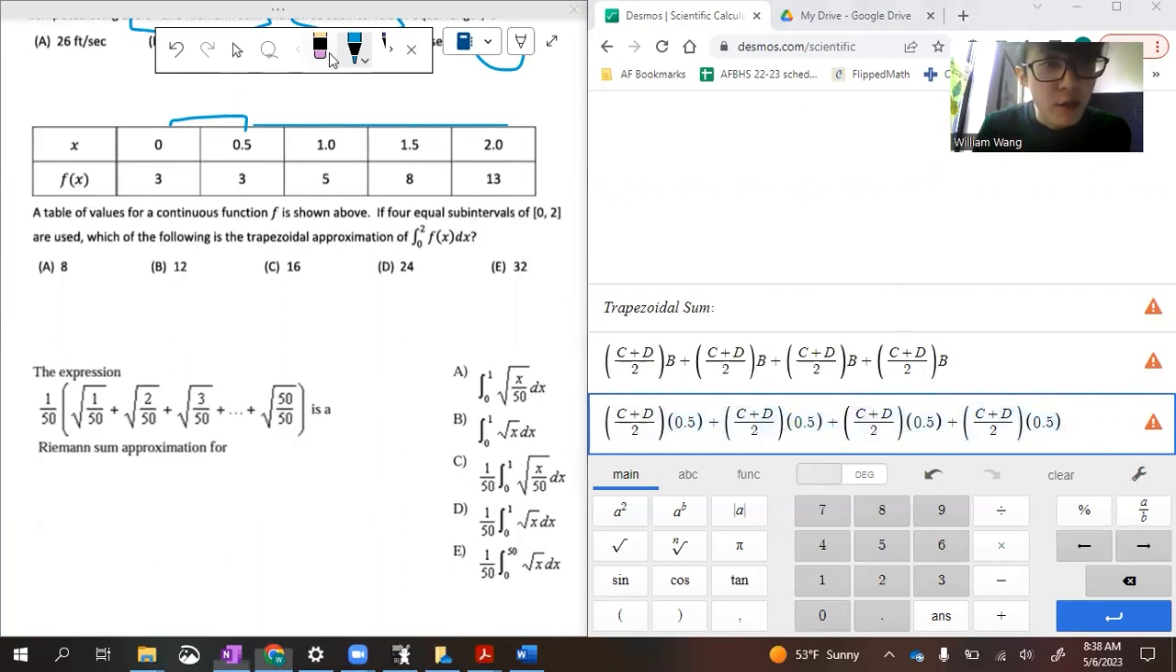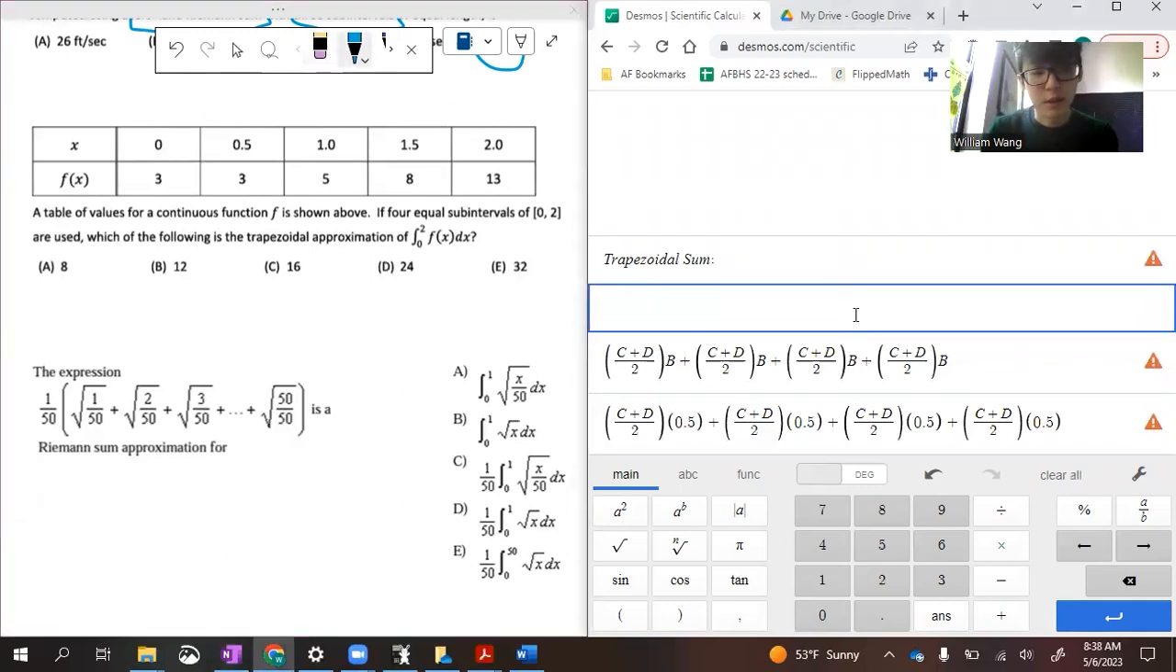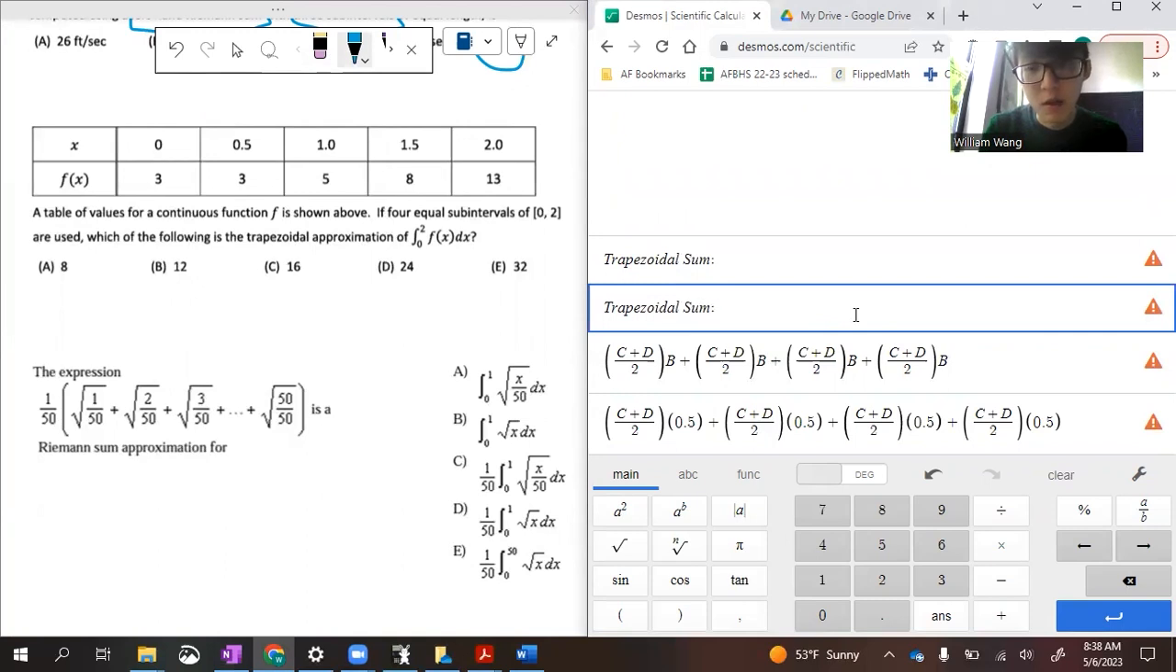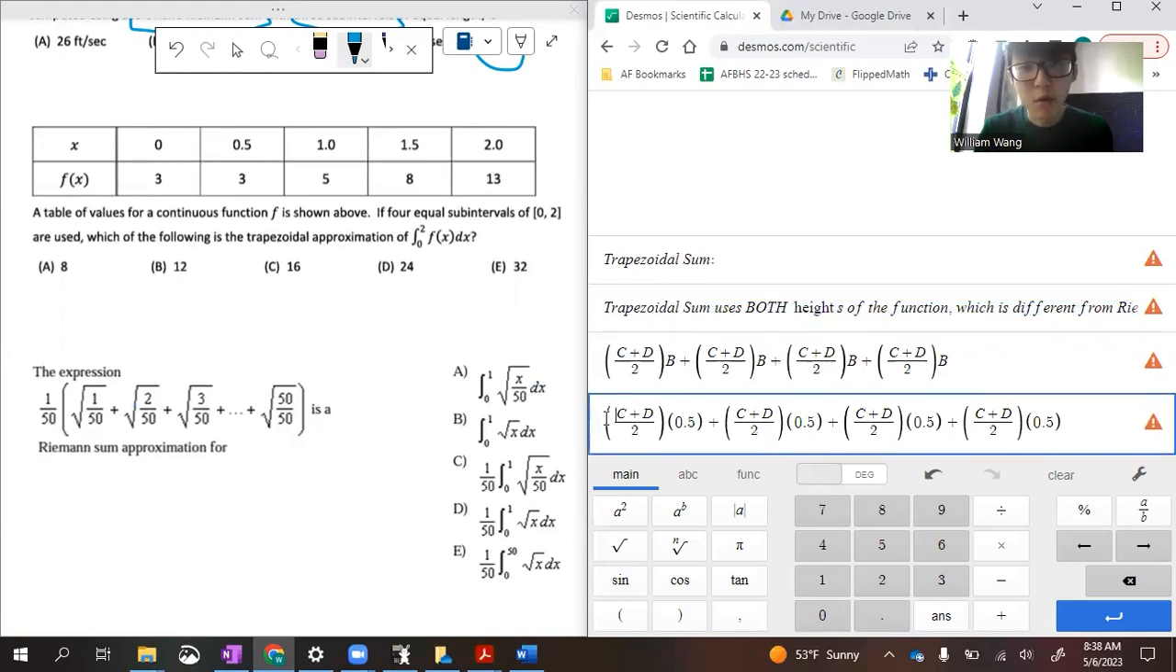Cool. Now for each of these, I just need to fill in my C and D. So what are my C and D? I'm actually going to write that here. Trapezoidal sums use both heights of the function, which is different from Riemann sums. Remember, for Riemann sums, you only use the right or left or midpoint. For trapezoidal sums, you use both the heights. So C and D represent both my heights.